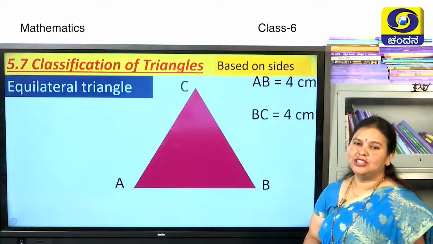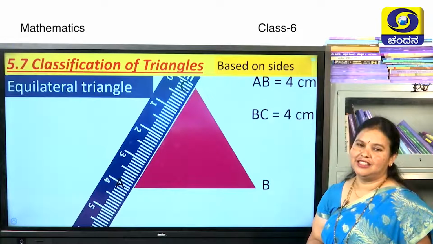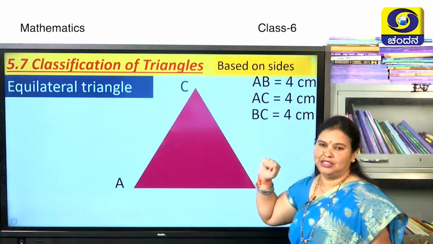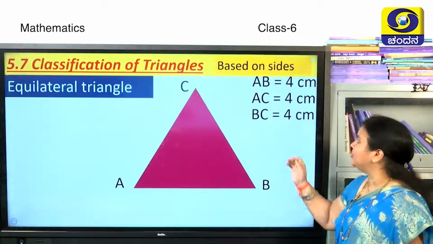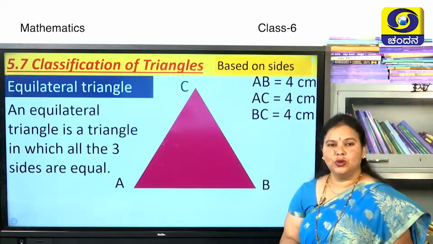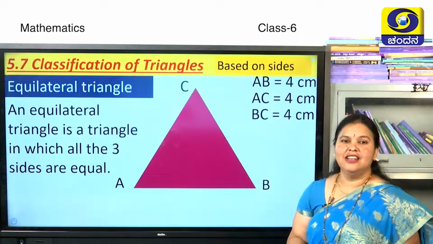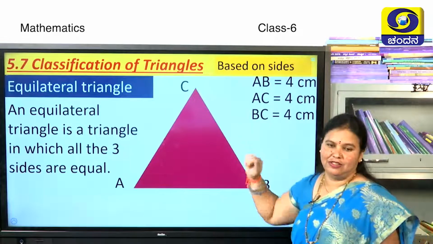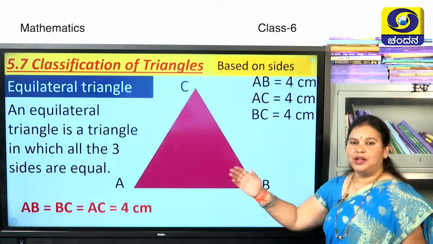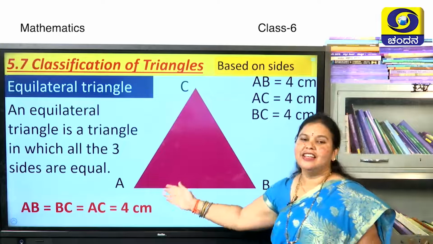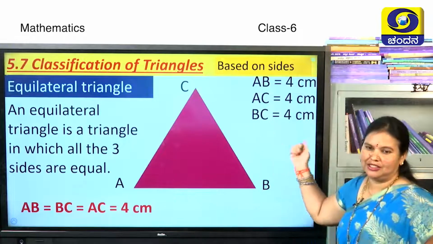And now we will measure AC. The measurement of AC is also 4 centimeter. Children, you observe here, all the three sides are equal here, isn't it? So, equilateral triangle is a triangle in which all the three sides are equal. See here, AB is equal to BC is equal to AC is equal to 4 centimeter, isn't it?